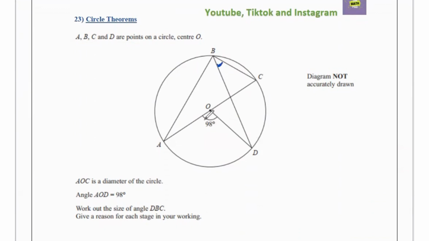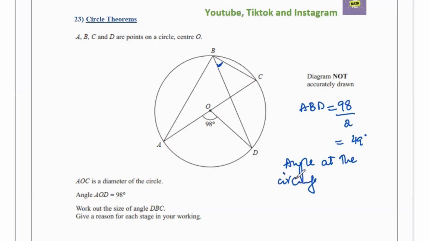So firstly, angle at the center is twice the angle at the circumference. So angle ABD is going to be 98 divided by 2, which is equal to 49 degrees. So the reason is: angle at the circumference is half the angle at the center. Okay, so this is 49.